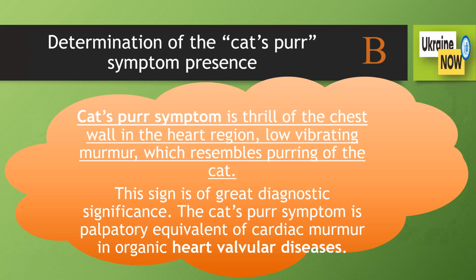Point B is determination of the cat's paw symptom. Cat's paw symptom is a thrill of the chest wall in the heart region, a low vibrating murmur, which resembles purring of the cat. This sign is of great diagnostic significance. The cat's paw symptom is the palpatory equivalent of cardiac murmur in organic heart valvular disease.